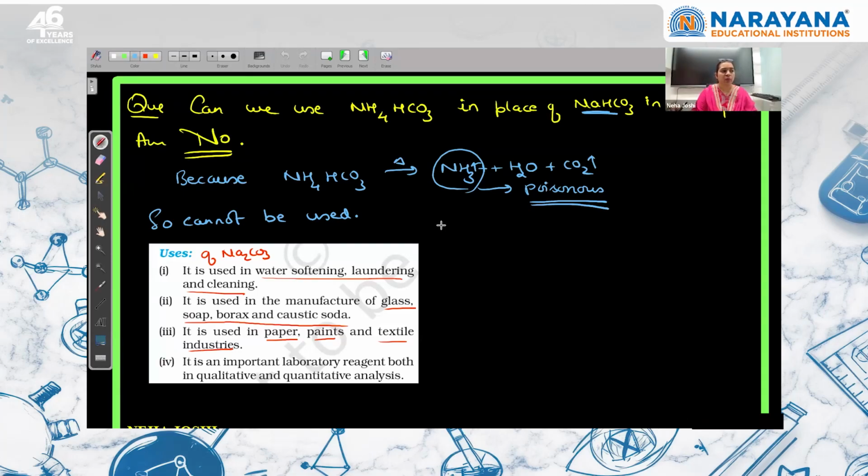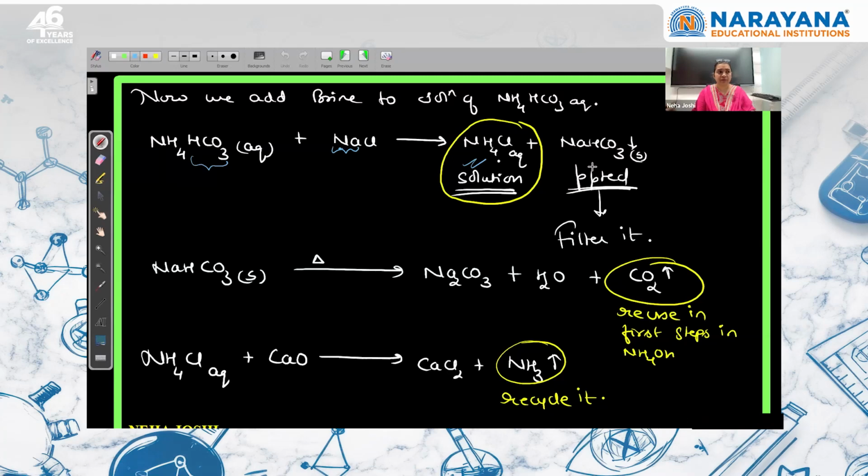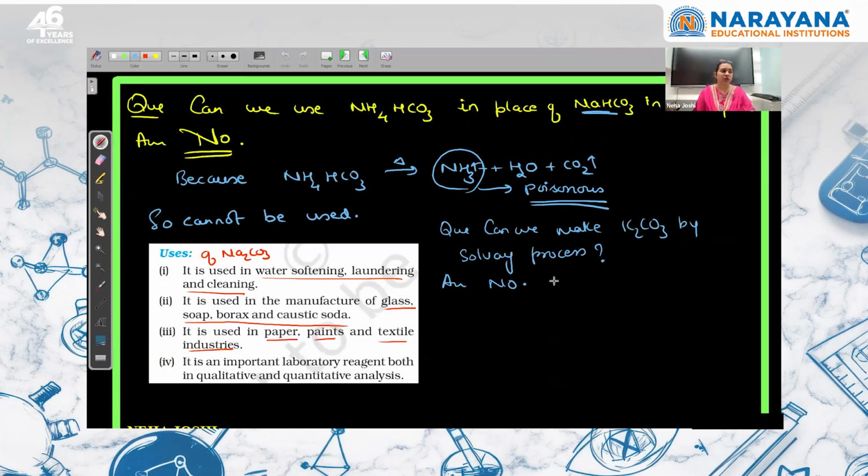I want to add one more question. Can we make K2CO3 by Solvay process? Answer is no. Why? Because the entire principle was based on precipitation of NaHCO3. KHCO3 Ksp is quite high. It can't be precipitated by addition of KCl. So you cannot prepare K2CO3 by Solvay's process.